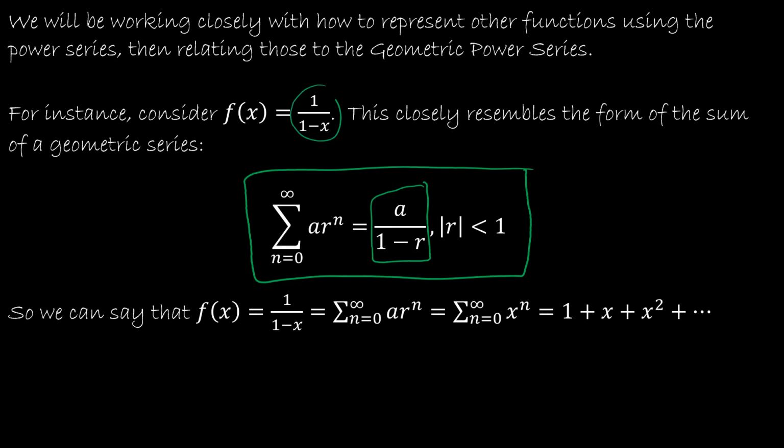Now we can see that these two functions closely resemble one another. And so what we're going to do is say, okay, what if a were 1 and r were x? Well, now this is a geometric power series that I can represent by the summation as n goes from 0 to infinity of x to the n. And that's what we're going to be doing: looking at how I can rearrange something to define a and to define r so that we can then represent it as the geometric power series.